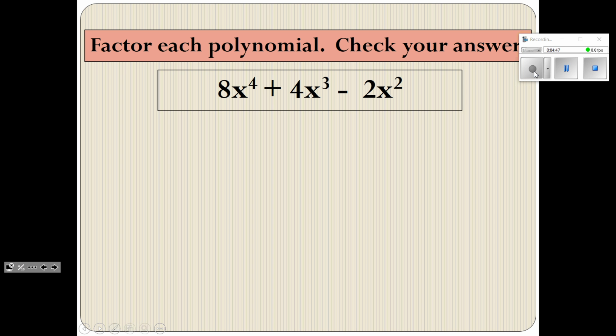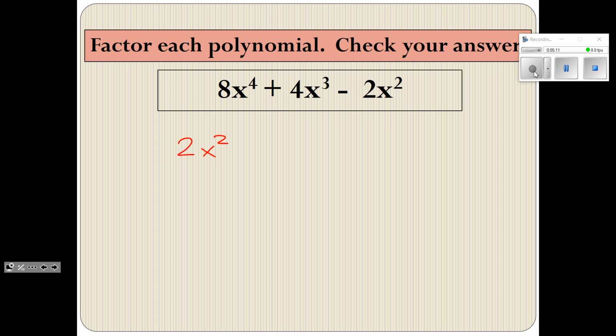This is a trinomial. We have 3 terms. We have the numbers 8, 4, and 2. And I know that the greatest common factor for that would be 2. So I'm going to write my greatest common factor right here, 2. If I look at my variables, I have x to the fourth, x to the third, x to the second. So I take the variables they share with the lowest exponent. So my greatest common factor is 2x squared.